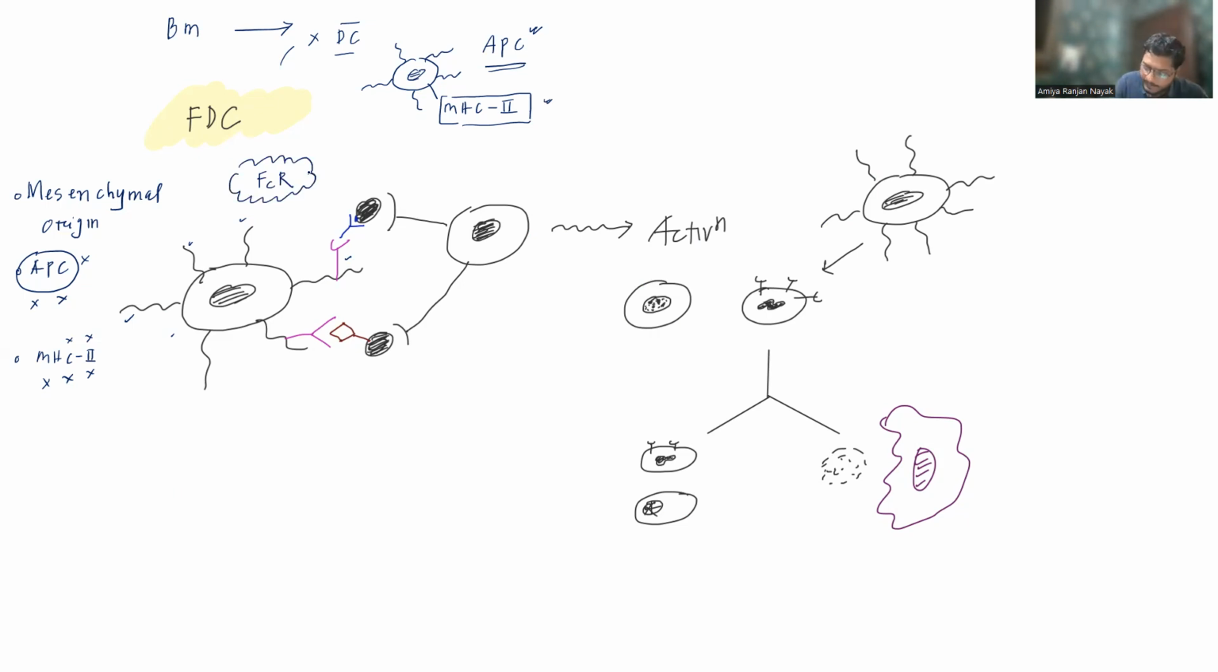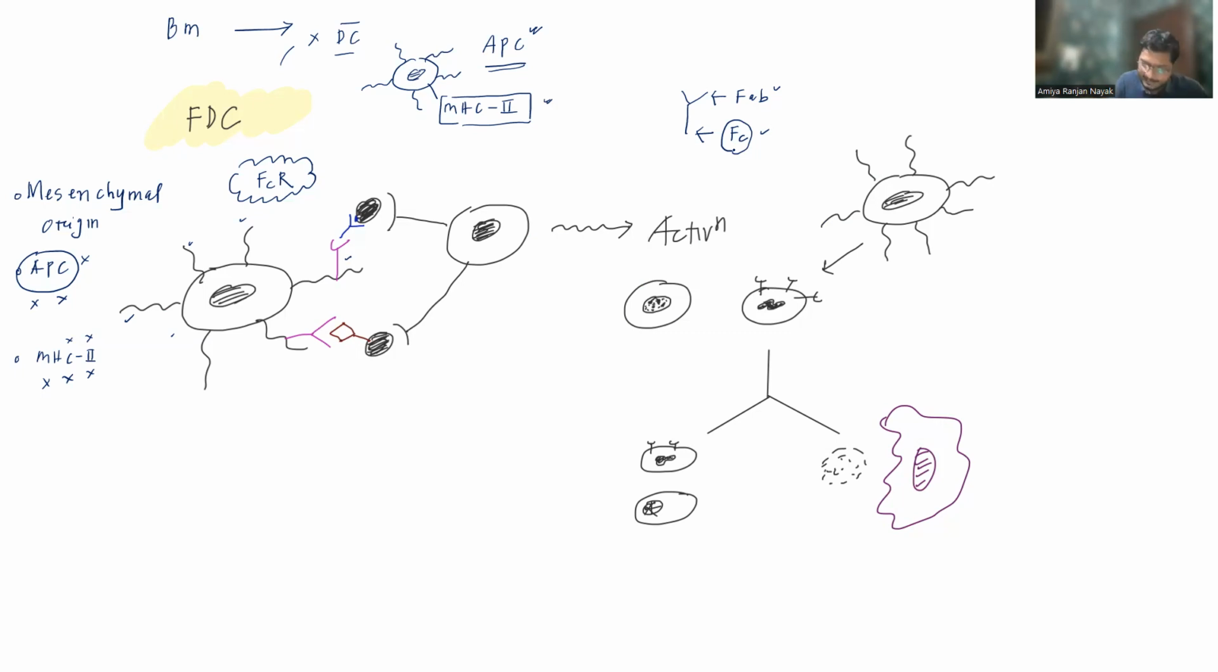If you all know the antibody, this is the antibody. This is the FAB portion, and this is the FC portion. The FAB portion can bind to the antigens. It can recognize the antigen. And this FC portion can bind to FC receptors. So follicular dendritic cells have FC receptors which can recognize the antibodies which are already bound to some antigens.